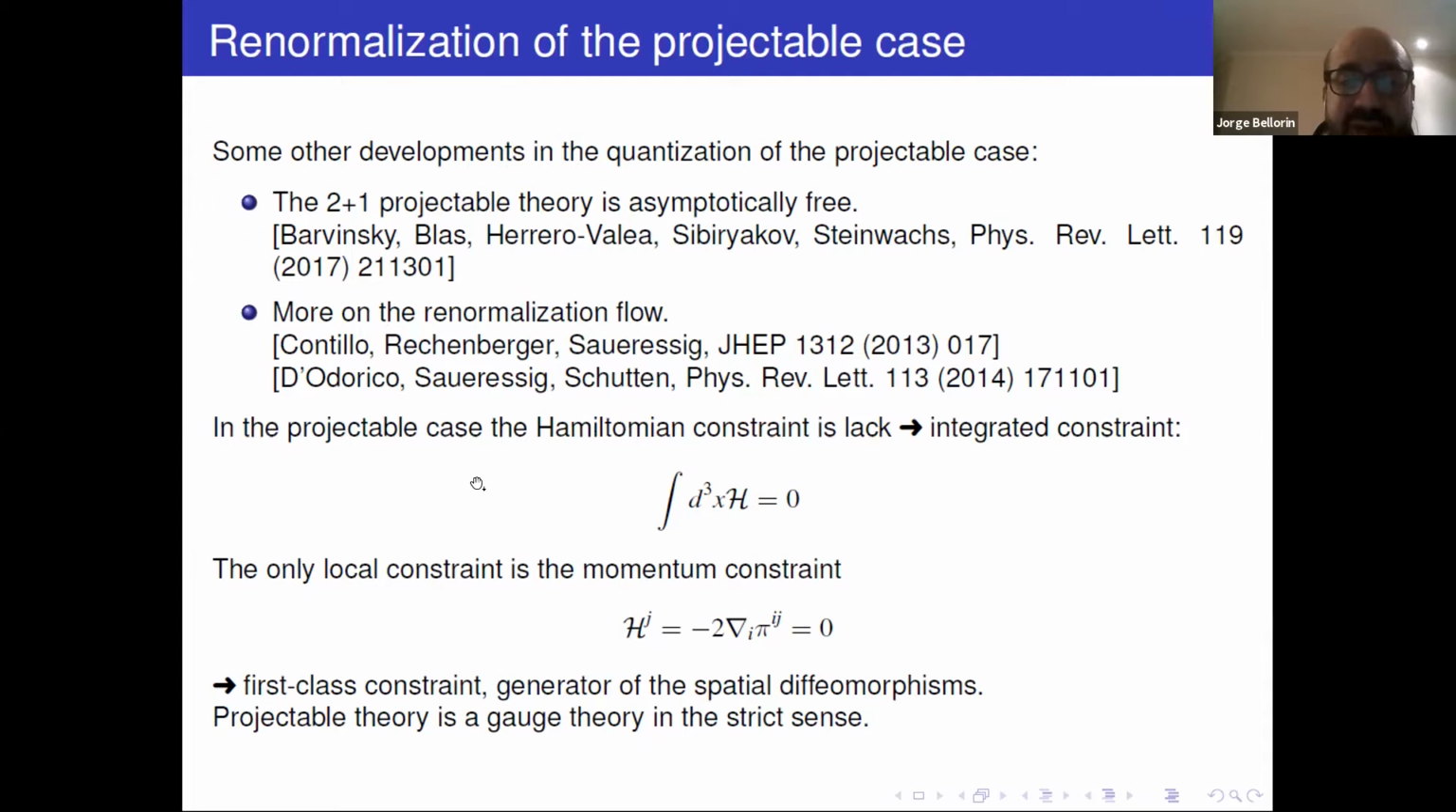But the projectable case is not as phenomenologically or physically interesting as the non-projectable case, because it is not so close to general relativity: you lack the Hamiltonian constraint as a local constraint, and you have only the momentum constraint, which is the generator of the spatial diffeomorphisms. But as you know, the Hamiltonian constraint is in the end the analogue of one of the components of the Einstein equation.